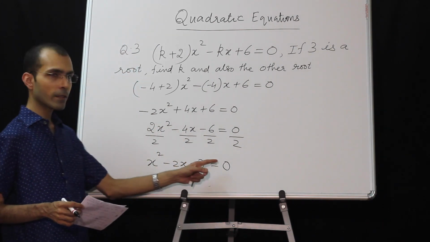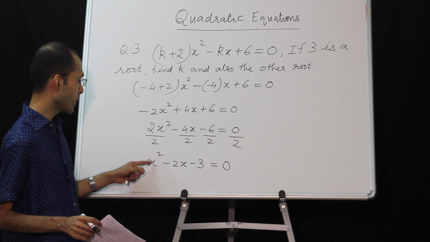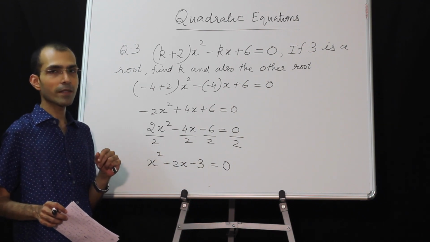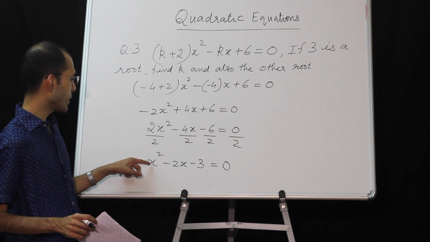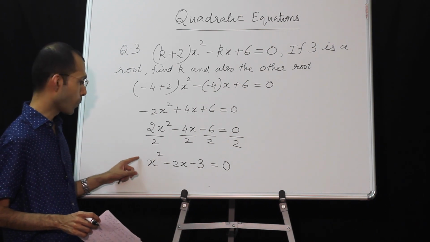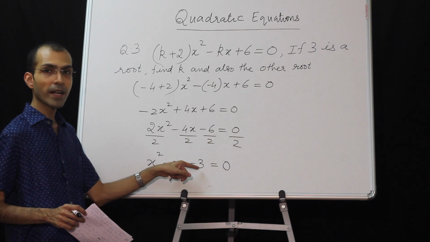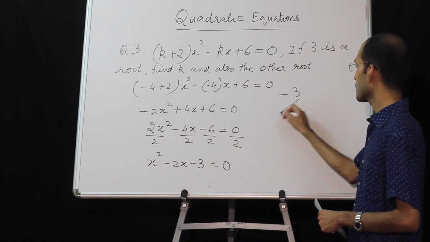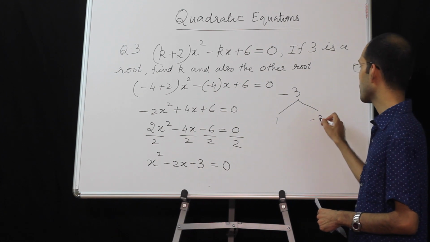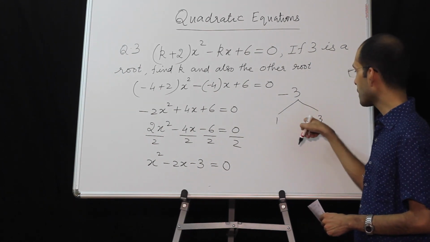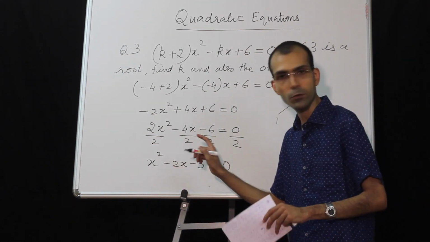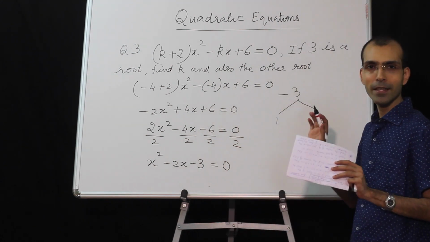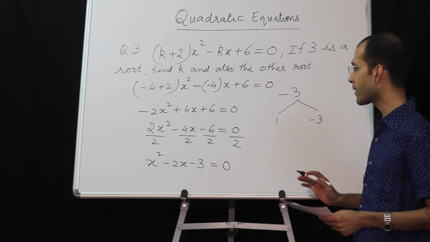Is it in the standard form? Yes. Square term first, then the power of x is 1, and then the power of x disappears. What is the coefficient of x square? 1. 1 into minus 3, minus 3. So split factors would be 1 and minus 3. 1 minus 3 is minus 2. 1 into minus 3 is minus 3. So both the conditions are taken care of.